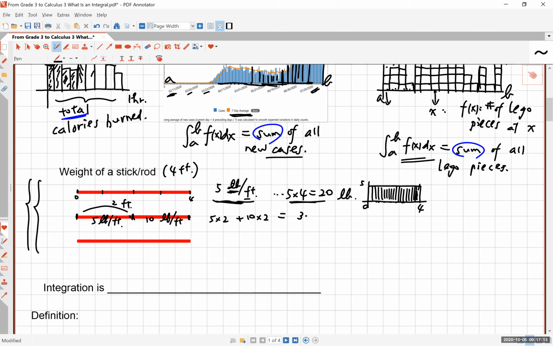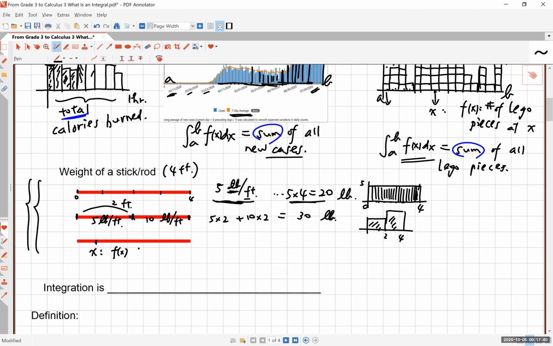So that would be 30 pounds altogether. And for this one, of course, you can tell this will be 5 here and 10 here. And that's the area under the curve, right? Now, what happens if every single point has a different density, or different number of pounds per foot?